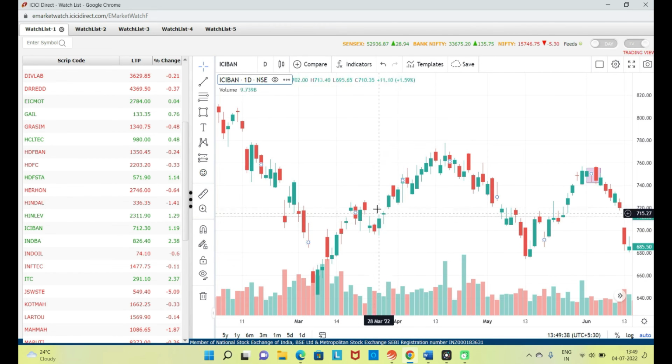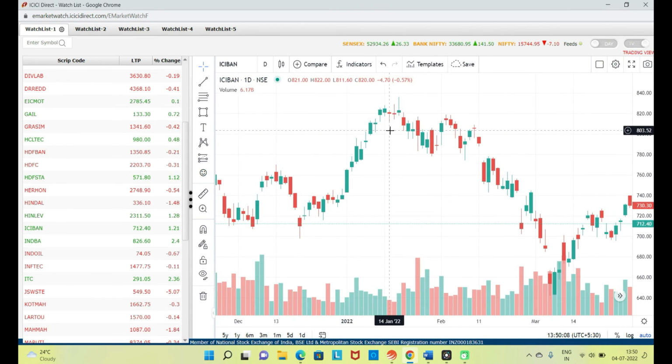So you can find a hammer here on the stock. After the downtrend, you can find a hammer and the stock has moved up. You can find one hanging man here.